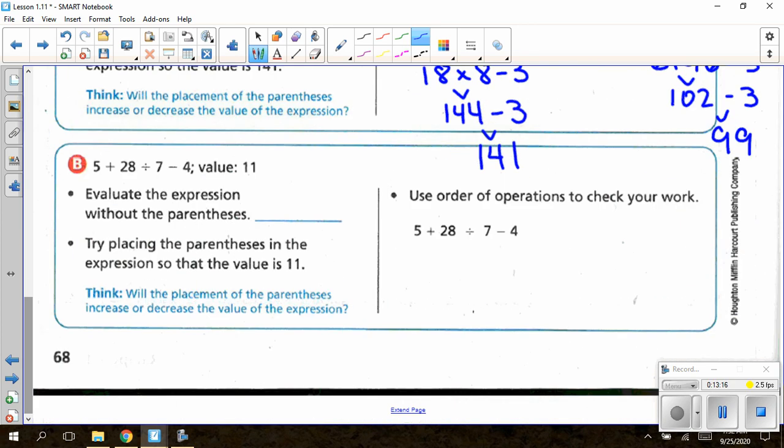So to do this again, for part B, this time we have the expression 5 plus 28 divided by 7 minus 4. And I need a value of 11 when I place those parentheses. So I'm going to go ahead and solve without parentheses first, just to see what that given value would equal. That way it helps me determine where I want to try to place my parentheses when I do my guess and check method. So according to my order of operations, I do need to divide first.